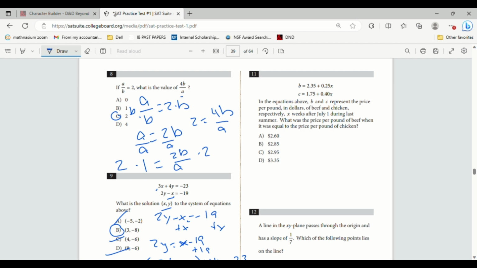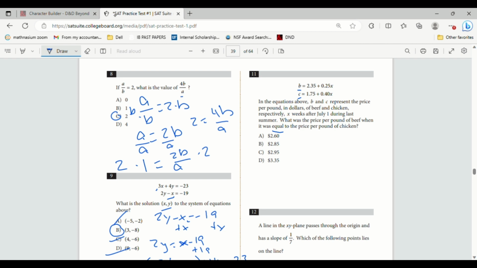So the SAT will ask you, depending on the question, this is the one, to set values equal to each other. But they're going to try to hide it with their wording. So what was the price per pound of beef when it was equal to the price per pound of chicken? Well, the price per pound of beef and chicken is expressed by these variables. So by setting these two equations equal, we will eventually figure out what the price per pound of beef was when it was equal to the price per pound of chicken. So, as a good first rule, let's set them equal.